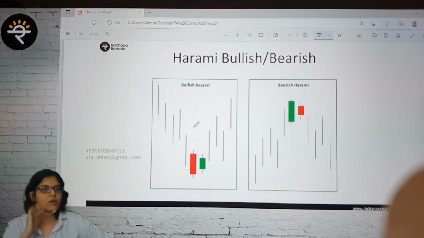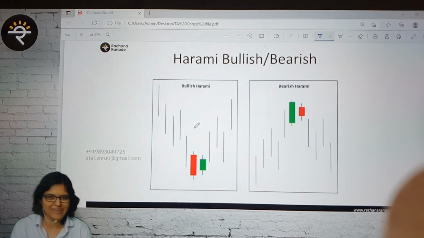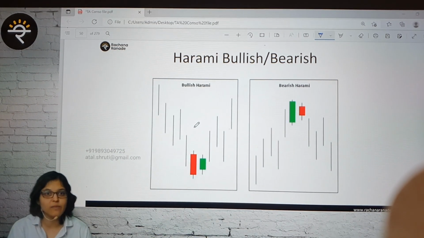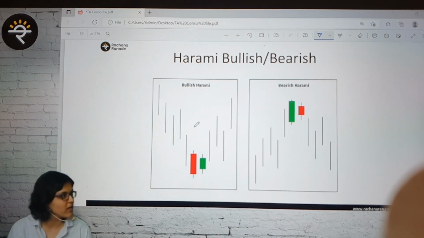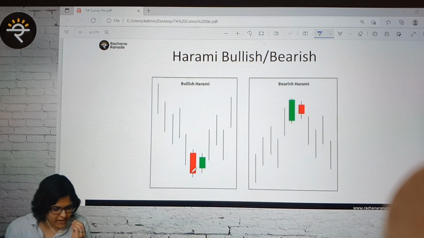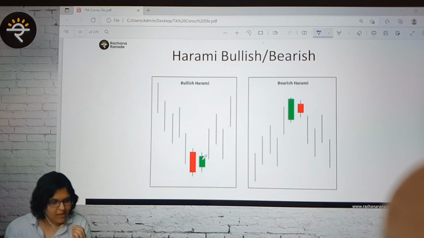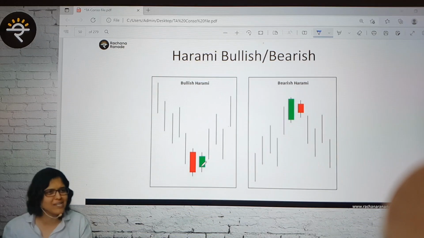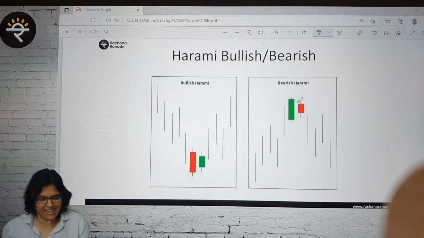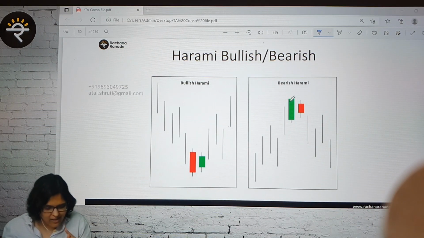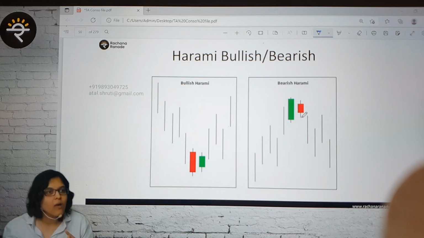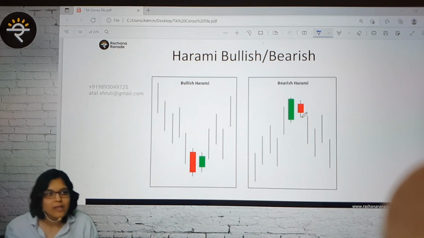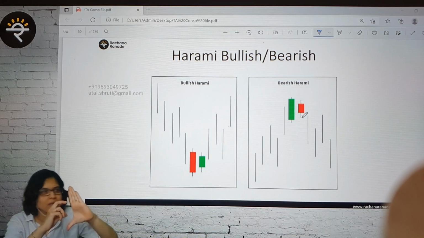Next one is a bullish harami or a bearish harami. In Japanese, harami means a pregnant lady. You can imagine this is the pregnant lady, and in your tummy you have this baby. That is the bullish harami. One more, the bearish harami: again, this is the lady, and inside the tummy you have this baby. Now it will be very easy for you to remember, because the baby has to be inside the tummy.